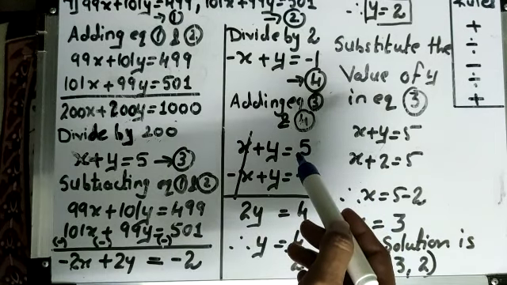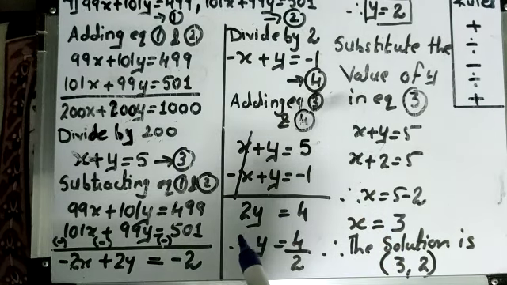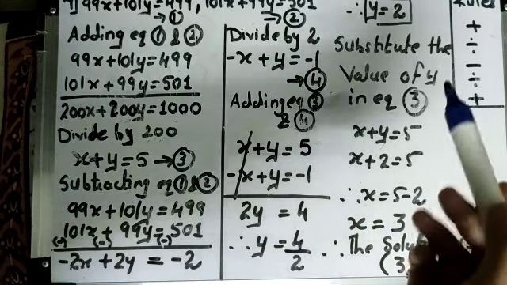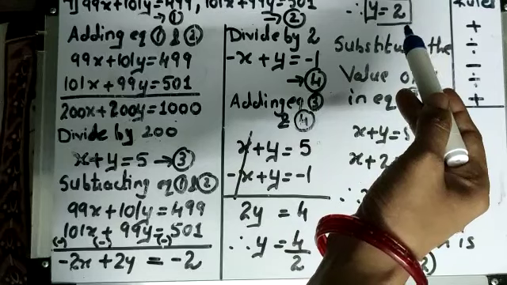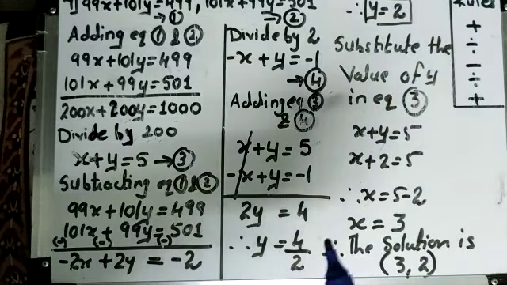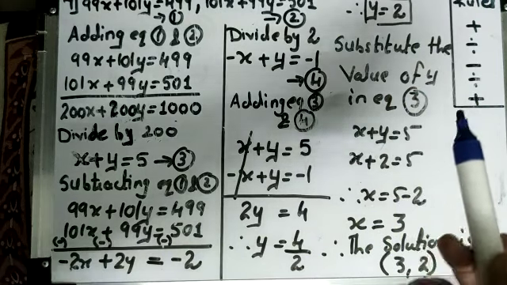5 is a bigger number, that is why positive sign. Therefore, y is equal to 4 upon 2. Now, you will do the cancellation and you will be getting y is equal to 2. You got the value for y. Now, it's time to find out the value for x.